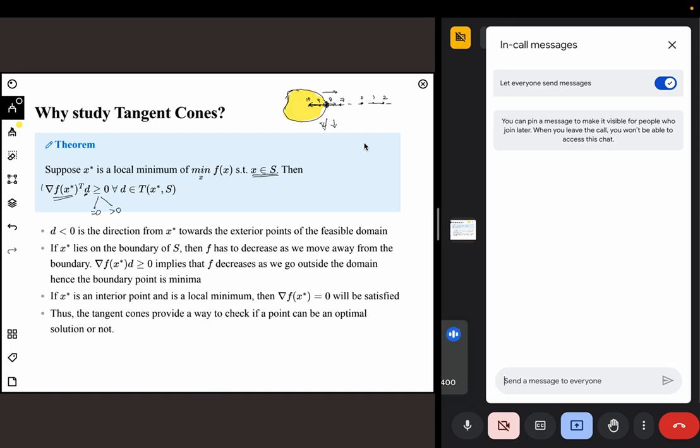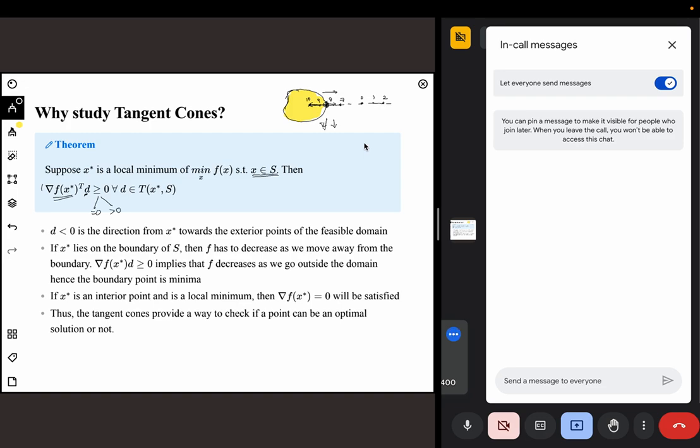Now, if the minima occurs at the boundary point, then you have this particular product to be greater than 0. Because only if that is like that, if you go outside the boundary, the value will be minimized, and the best minimum that you can get on this domain is this particular boundary point. That is what this theorem says.